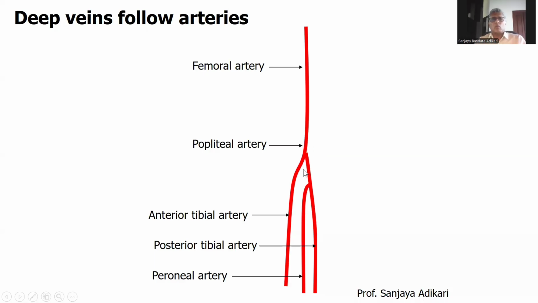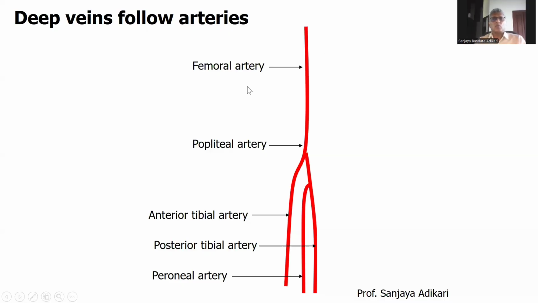Then at the lower border of the popliteal fossa, the popliteal artery divides into its anterior tibial and posterior tibial branches. So posterior tibial artery gives another important branch, which is called the peroneal artery. So you have femoral, popliteal, anterior tibial, posterior tibial, and peroneal. Okay, these are the main arterial structures. There are branches, of course, important branches. We'll talk about it later.